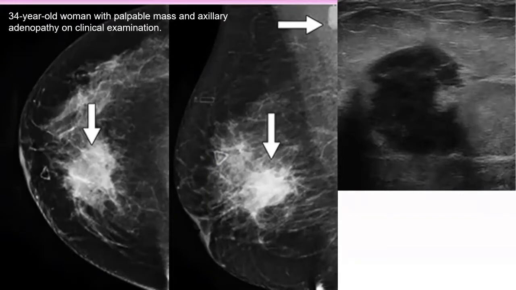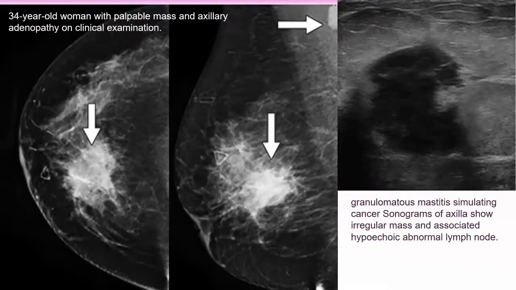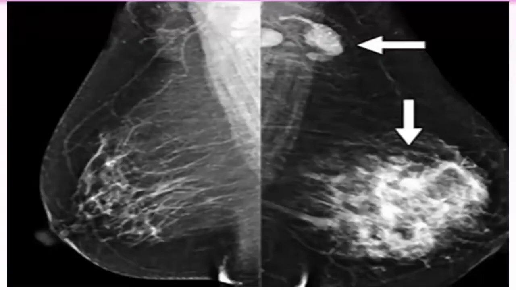For biopsy, what do you expect the result to be? If I tell you it's inflammatory, you think about granulomatous mastitis. This is granulomatous mastitis simulating cancer. Yes, the result was granulomatous mastitis. Without histopathology, you cannot decide. You cannot judge.